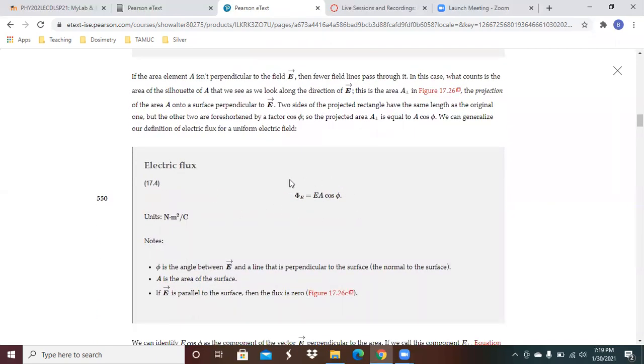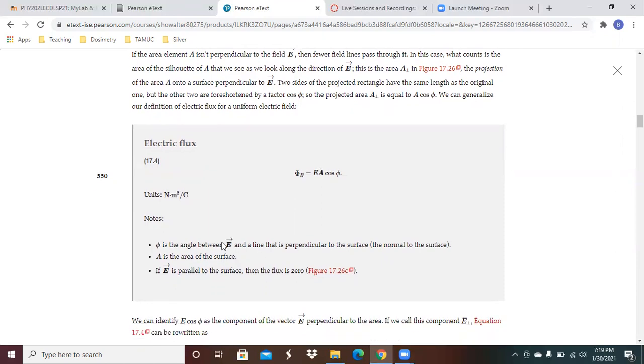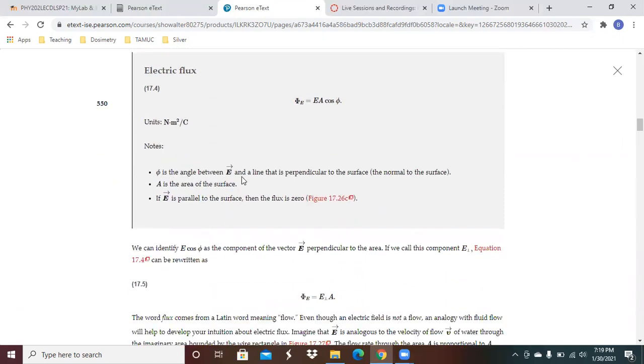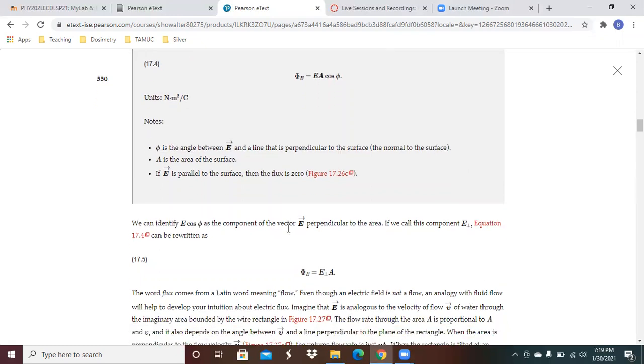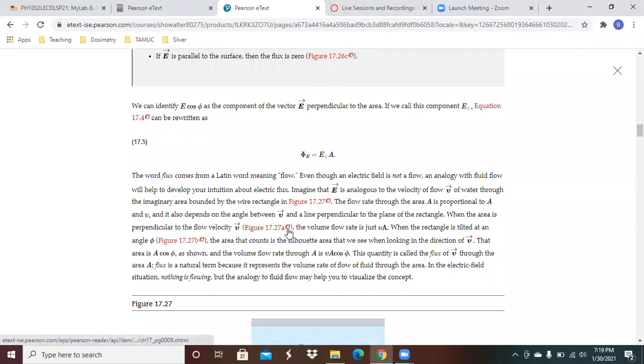So this is the definition here of the electric flux. The units are Newton times meter squared divided by Coulomb. And this is the angle between the electric field and the line that's perpendicular to the surface. So you identify E cosine of phi as the component that's perpendicular. A lot of times it's going to be written as such.